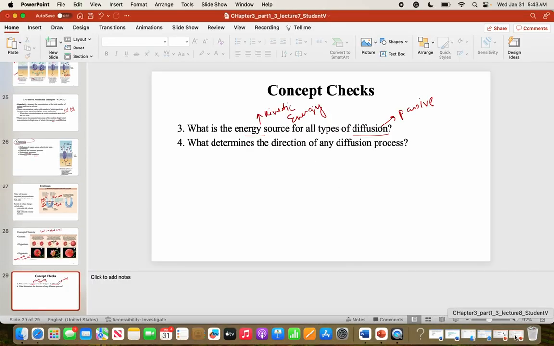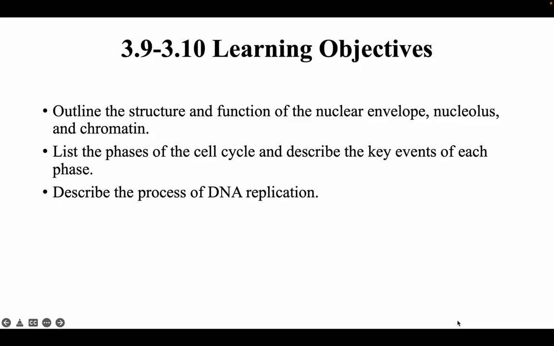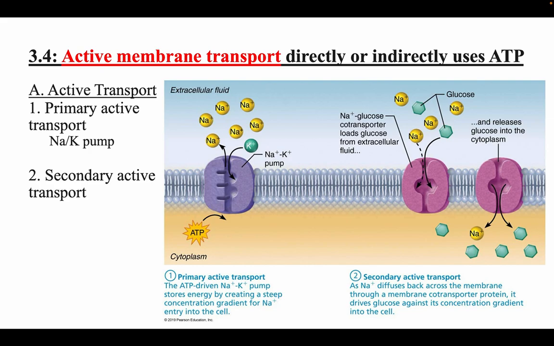The next thing we'll talk about is the active transport system. We will try to differentiate between primary and secondary active transport. We'll talk about some special types of transport that happen in and out of the cell, exocytosis, endocytosis, and then membrane potential, and finally CAMs. So active transport simply means it requires energy, right?